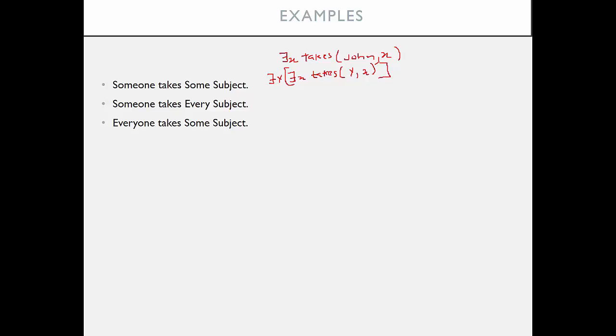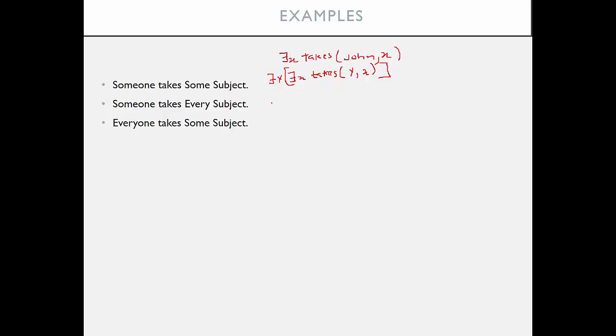So this gets changed to this because here the person is also now represented with a variable y. So the thing inside this bracket means y takes some subjects, and this existential quantifier in addition to this means that someone takes some subject. Now let's try to understand this problem.